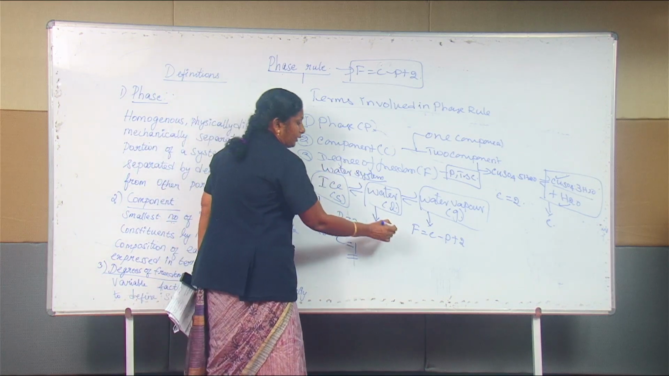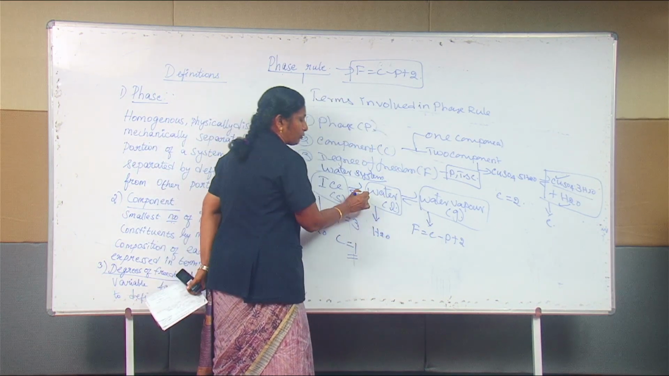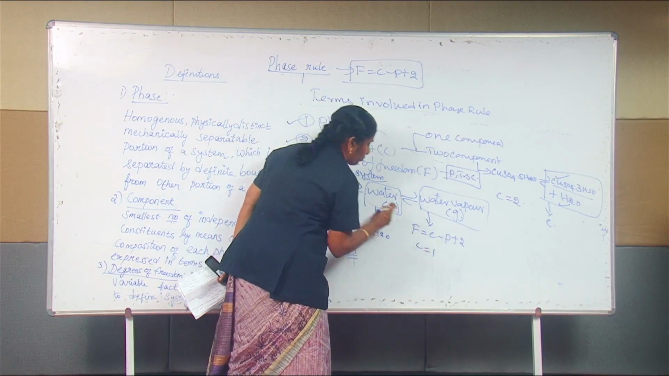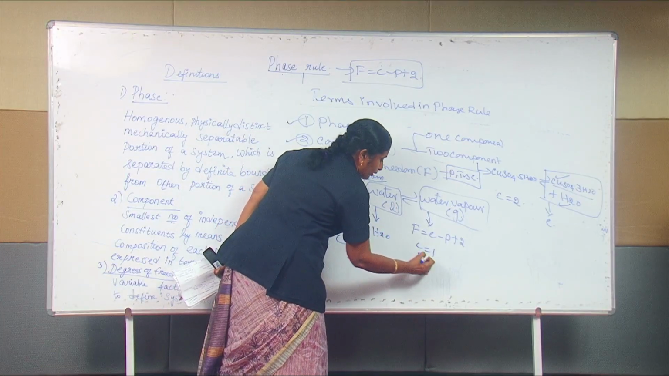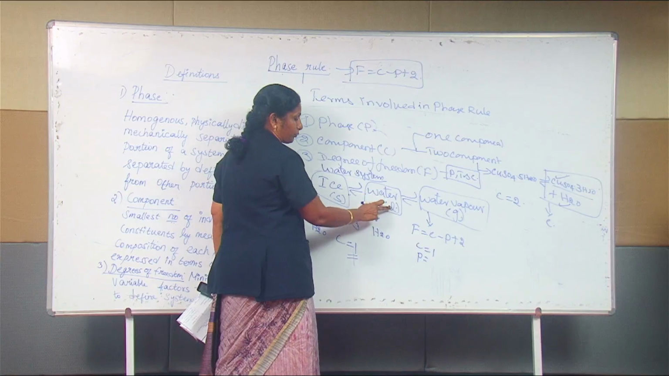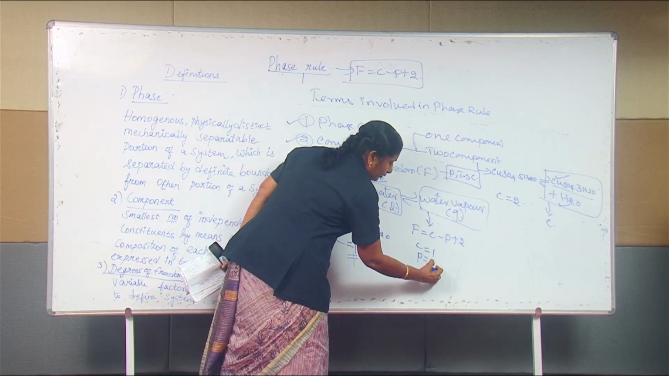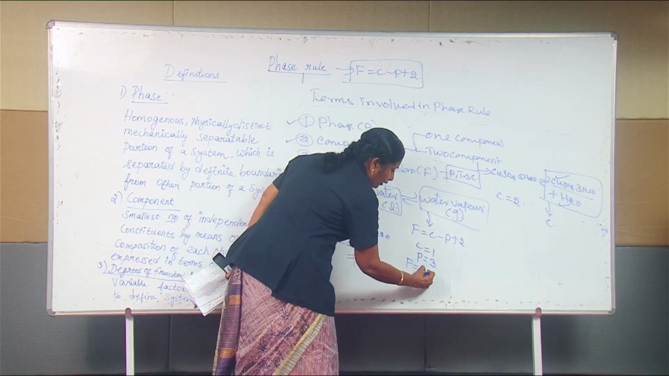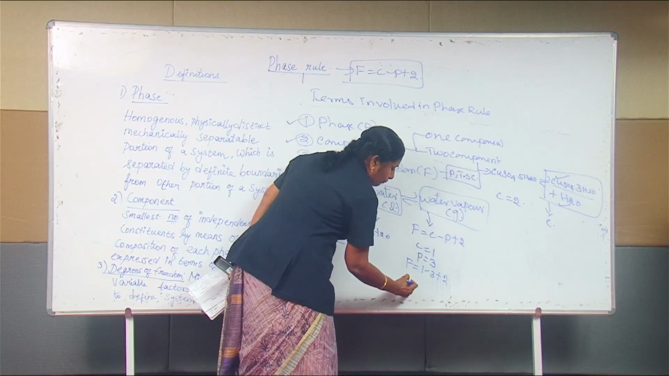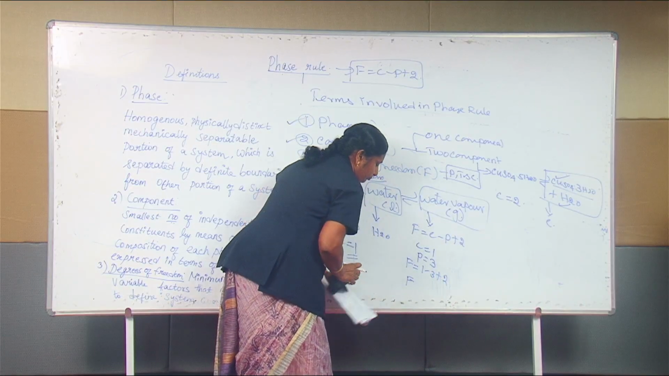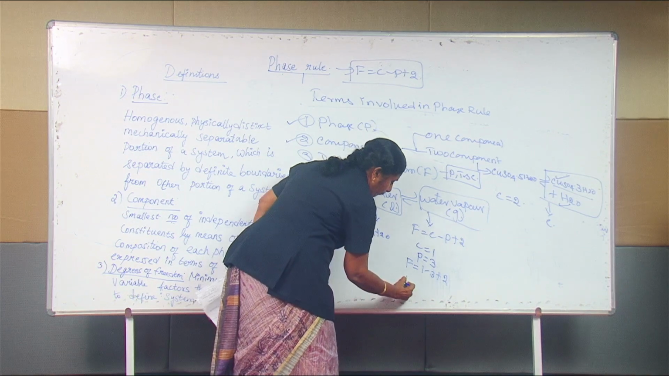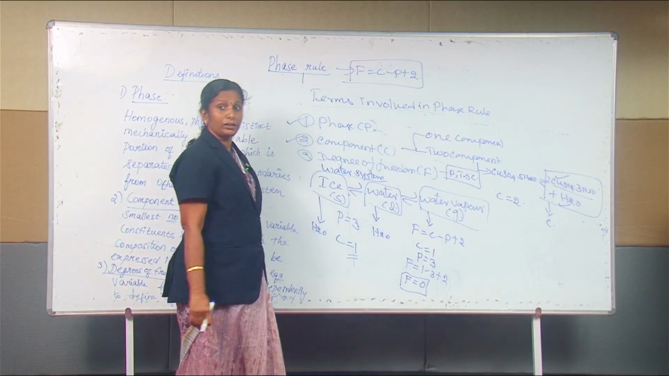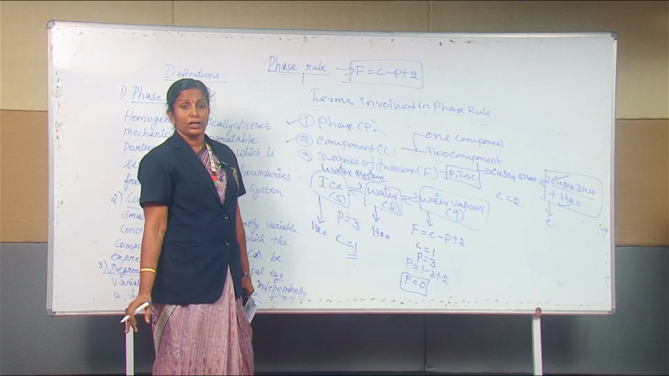For example, here you will take the same example. In this system, how many components are present? That is C is equal to 1. And P is equal to how many phases? There are 3 phases: one is solid, another one is liquid, another one is gas. Now apply these values in this phase rule. Now we'll get F is equal to 1 minus 3 plus 2. F is equal to 0. The degree of freedom is equal to 0, that is zero variant or non-variant.